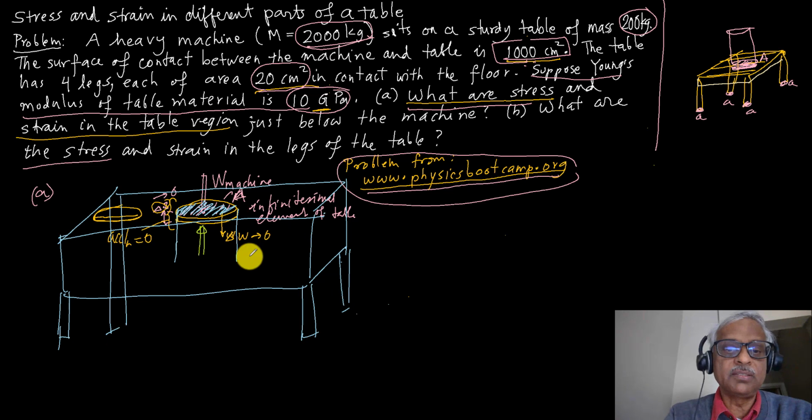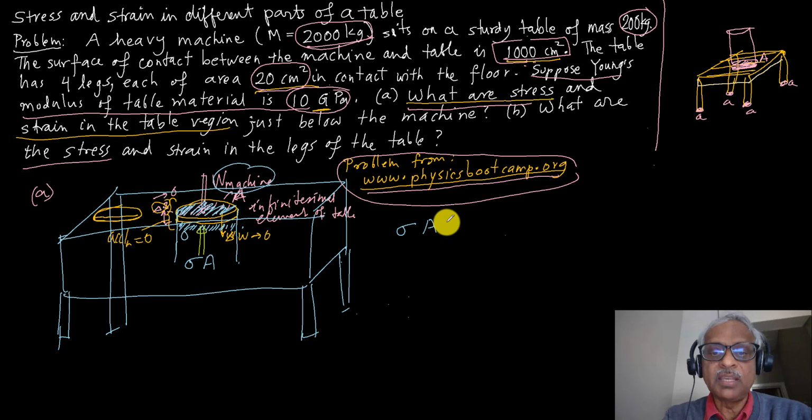So these are the thickness of the table, and so the rest, this piece of the table, must be matching this force. So what is this force? This is stress. If the stress was sigma here, then this force will be sigma times the area of contact. So that's how we know sigma times area equals the weight of the machine, which is capital Mg. So sigma is Mg over capital A.